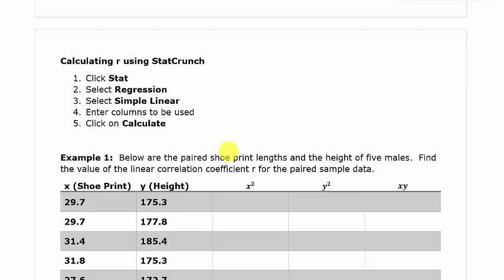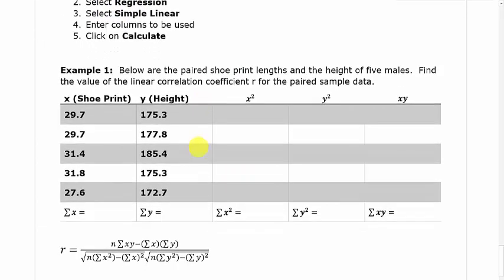If you're going to be using StatCrunch, these are the steps that you would follow. You can also get R if you have a scientific calculator.